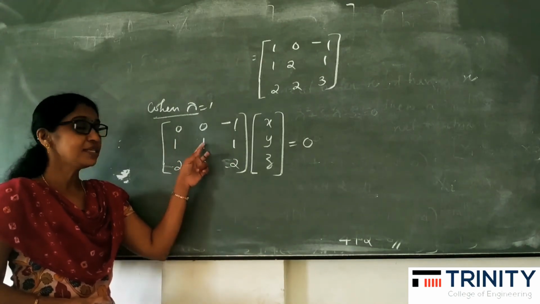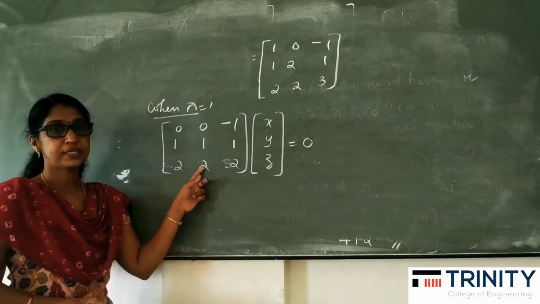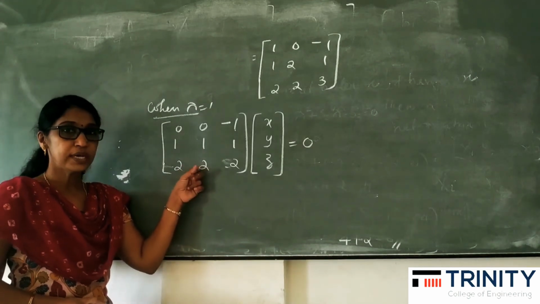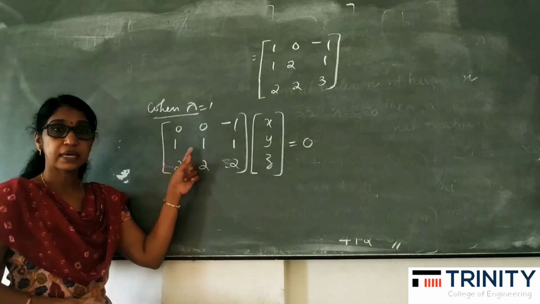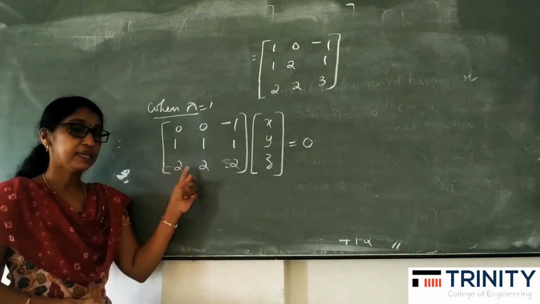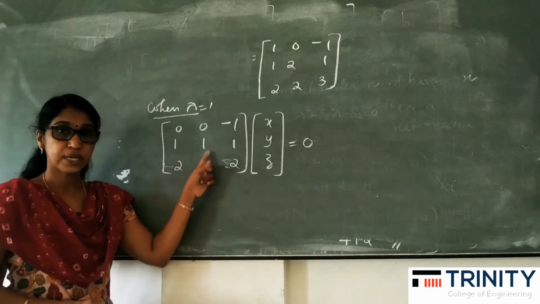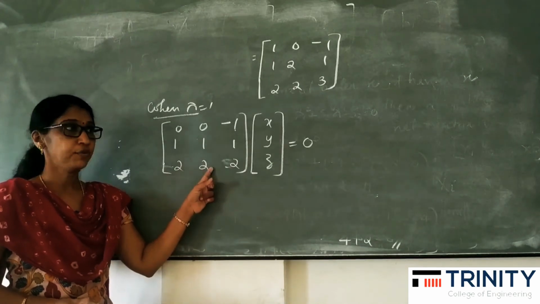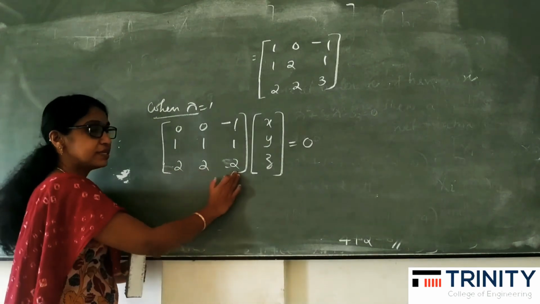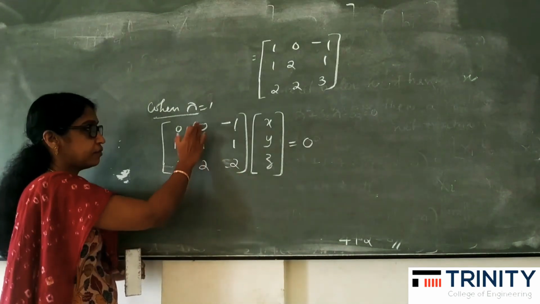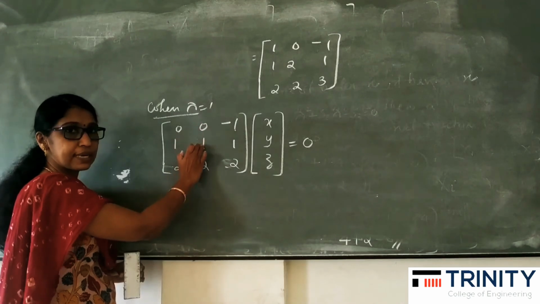So these 2 rows are dependent because this row is a constant multiple of the second row. When we multiply second row by 2, we get the third row. So these 2 rows are dependent. Therefore, we can omit one of this row. So I am omitting this row. And we have to choose first and second rows.